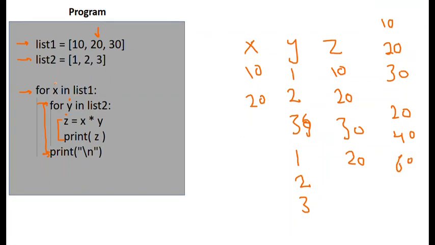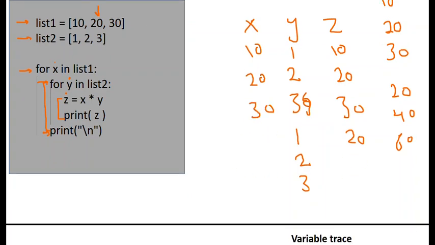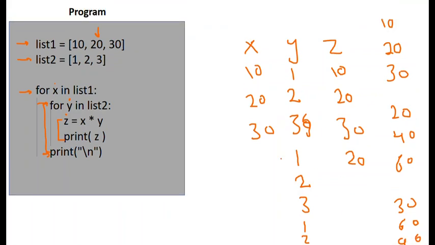At the last iteration, x will be equal to 30, and we will repeat the same process for y: 1, 2, 3. 30 by 1 is 30, 30 by 2 is 60, and 30 by 3 is 90. And we are done. This is simply how we can trace this particular program to see what the final output will be. In this case, this will be the output.